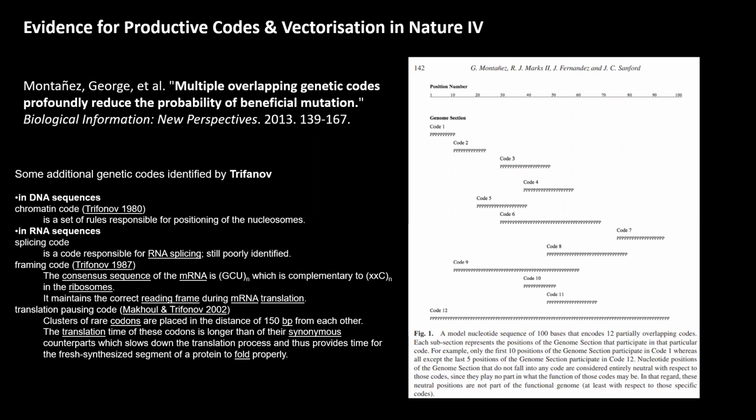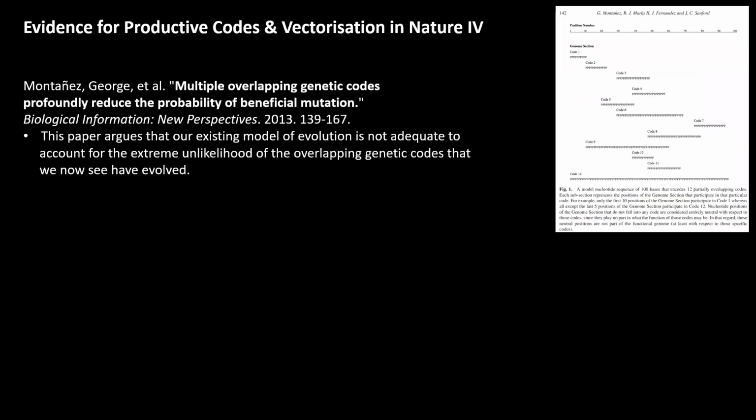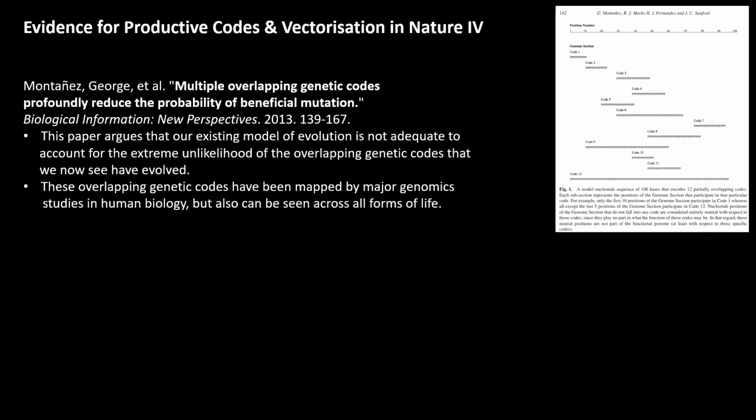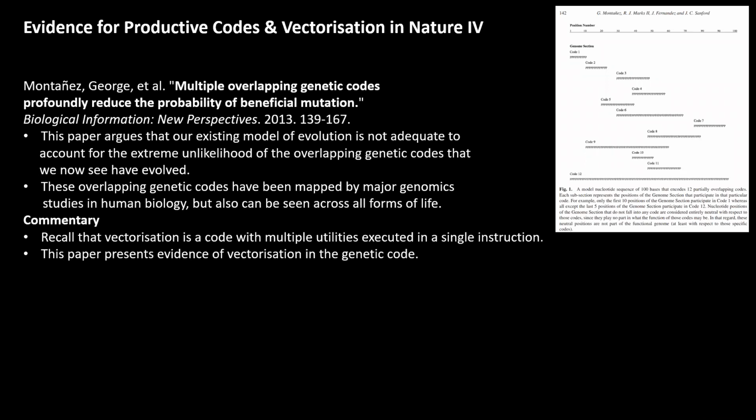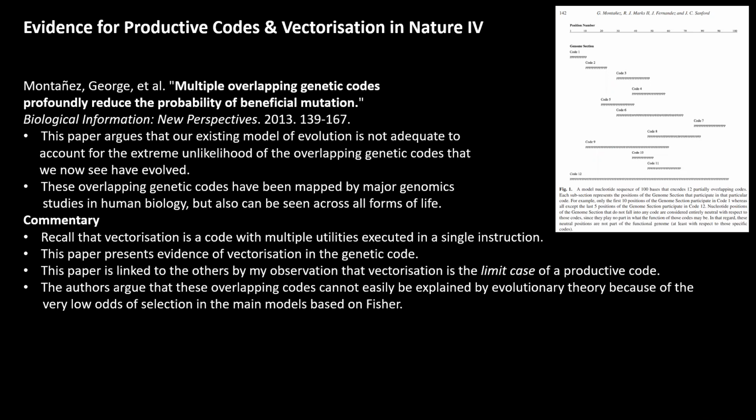And that's not how the authors describe it, but that's what it is. So they talk about information compression. They say it's very compressed. And they say, how likely is it that evolution could have produced this incredibly compressed information? But what it is is vectorization. You see this across all forms of life, in complex life forms, sexual reproduction, and simpler life forms. And what it is is utilities, multiple utilities executed by single genetic instructions. And what they argue is that we need a different kind of evolutionary theory to explain this. And they compare it to the main model of Fisher, which is a traditional model of evolution that's often used.